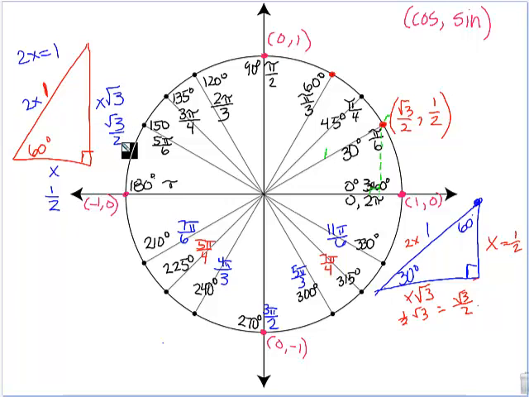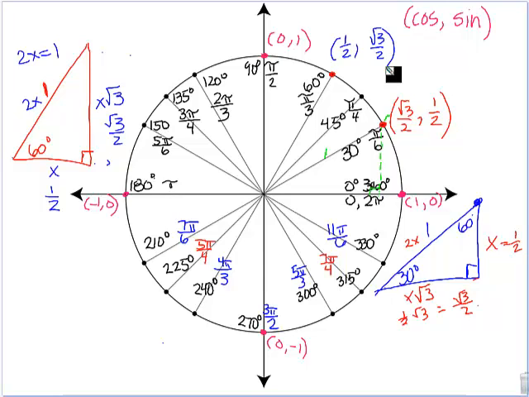So now what would be the point at 60 degrees? How far over to the right would we have to go? Yeah, we'd have to go 1/2 to the right. And then how far up do we have to go? How far up would we go? Square root of 3 over 2.